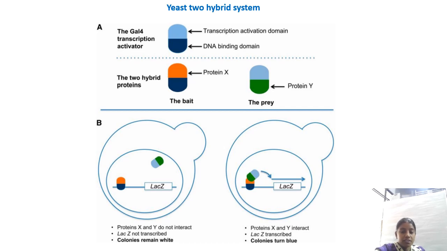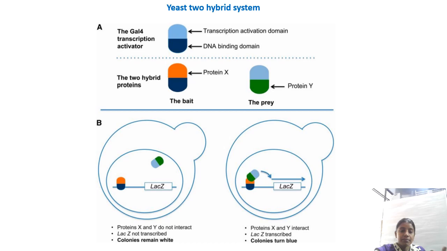One of the important aspects of yeast genetics is the yeast two-hybrid system tool. This yeast two-hybrid experiment is conducted to study whether two proteins under study, say protein X and protein Y, are interacting or not, whether protein X and Y are putative interacting partners. These protein interaction studies can be done using the yeast two-hybrid system tool.